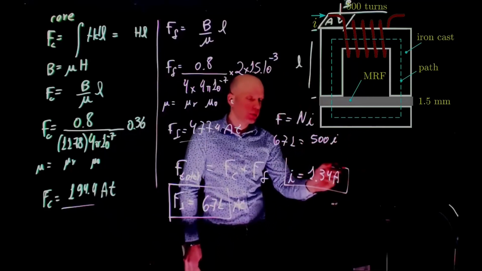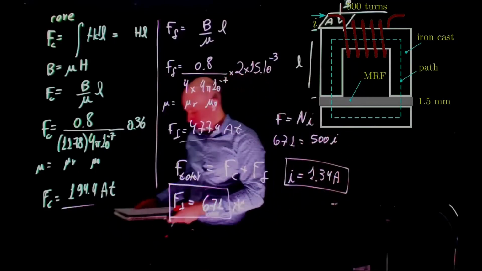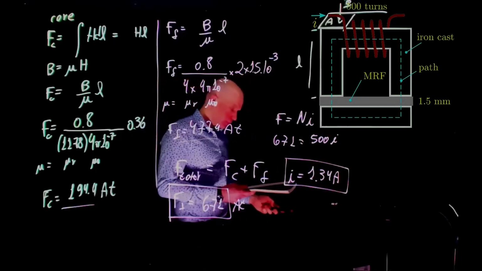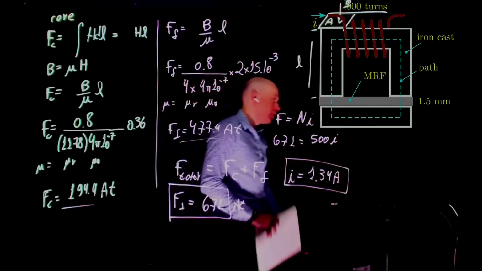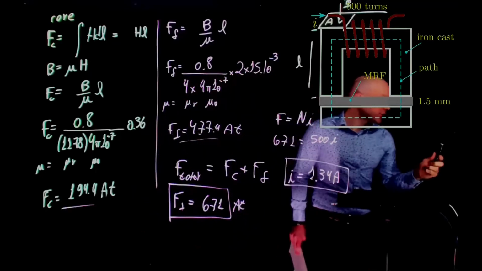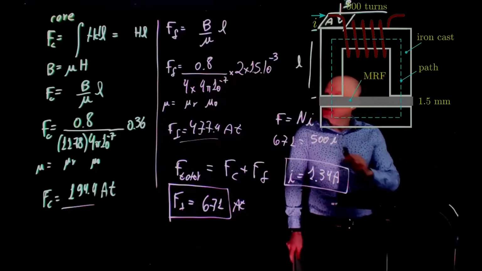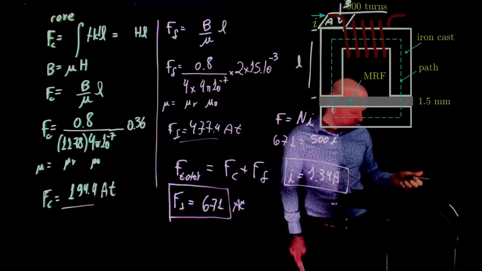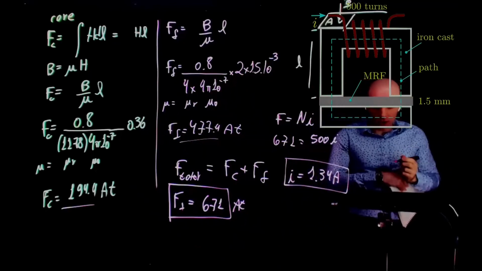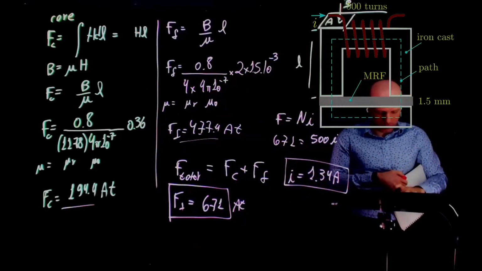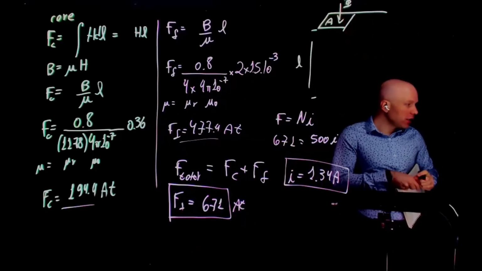This is the current required to establish a magnetic flux, or a magnetic flux density, of 0.8 Tesla. And in this configuration then, the fluid would become solid between the plates. Are there any questions?